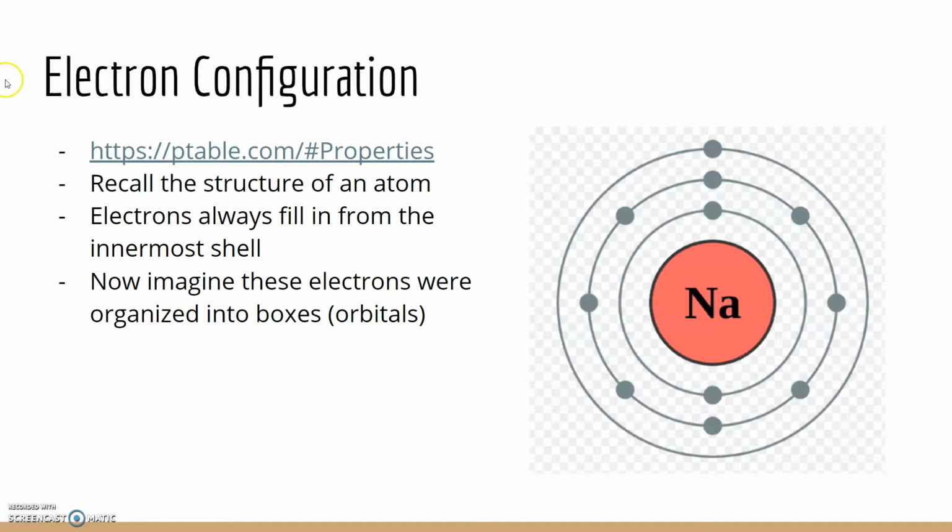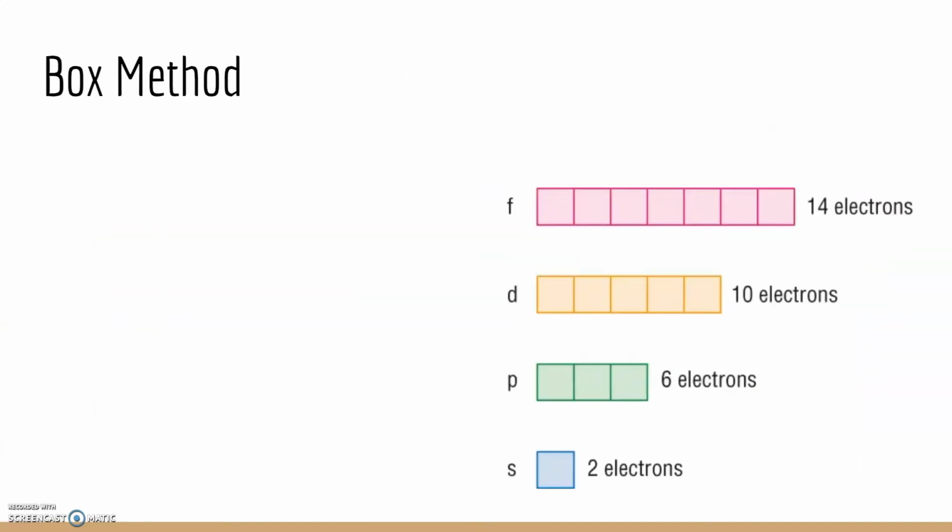Now, the whole point of electron configuration is to organize these electrons into boxes. These boxes will be called orbitals, but the boxes are just a way of representing them. So we're going to learn about the box method.